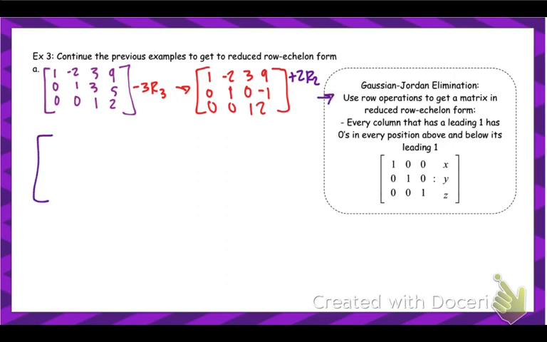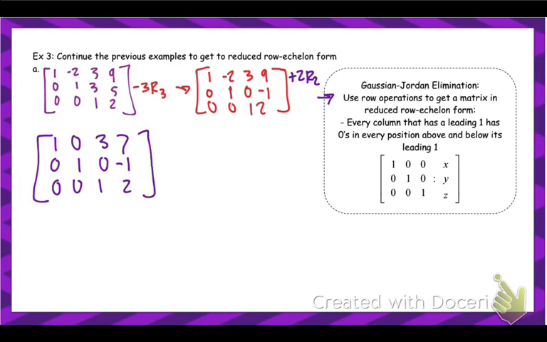So the 1 plus 2 times 0 is still 1. Negative 2 plus 2 is 0. 3 plus 2 times 0 is still 3. And then I've got 9 minus 2 is 7. And then my other rows have not changed.